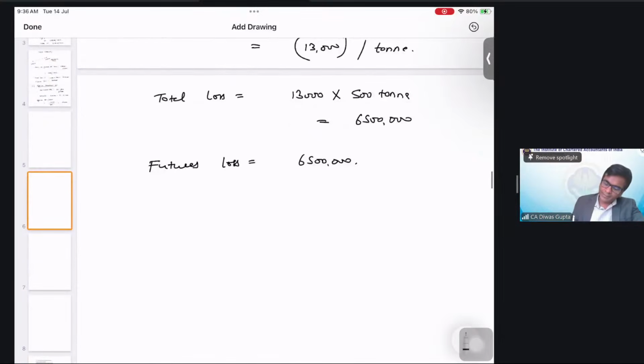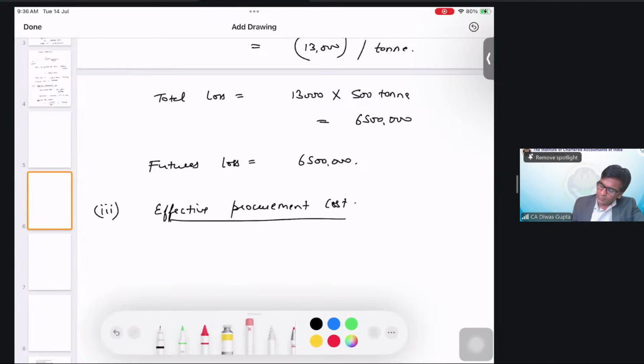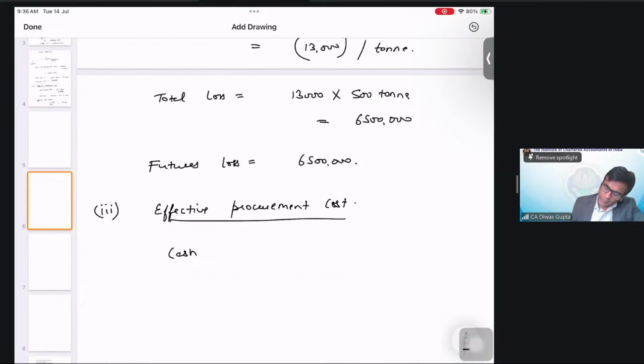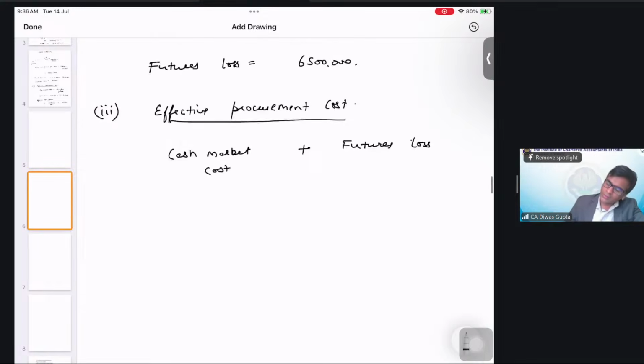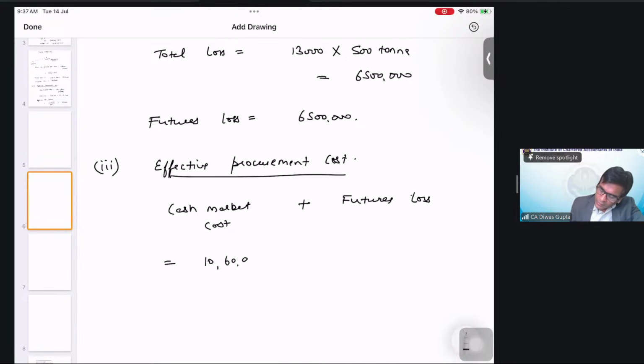Then let me come to the third step, which is effective procurement cost. So let's first write the cash market cost plus futures loss. Correct? So here the cash market cost was how much? 10 crore 60 lakhs, plus 65 lakhs.